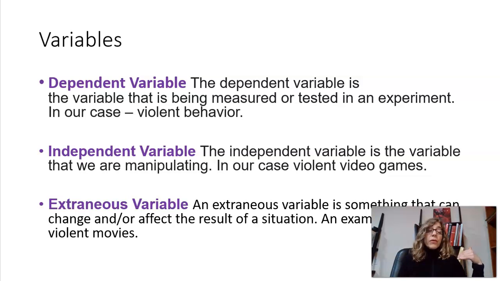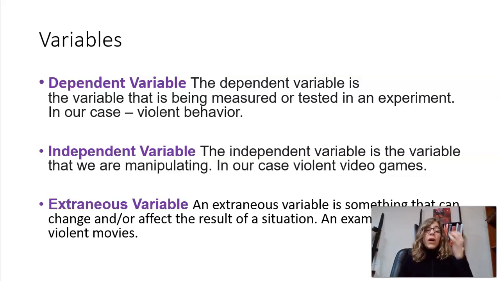The independent variable is the one that we're manipulating. In our case, violent video games. In other words, one group is going to get them and one group isn't. That's the one we're manipulating. The independent variable in another experiment might be a drug. Let's say I want to know if Prozac cures depression. I give one group the drug, Prozac, and one group a placebo. So the independent variable is the drug, because I'm manipulating it. The dependent variable in that case would be depression. We're going to measure depression in both groups at the end. We want to see if it's affected.